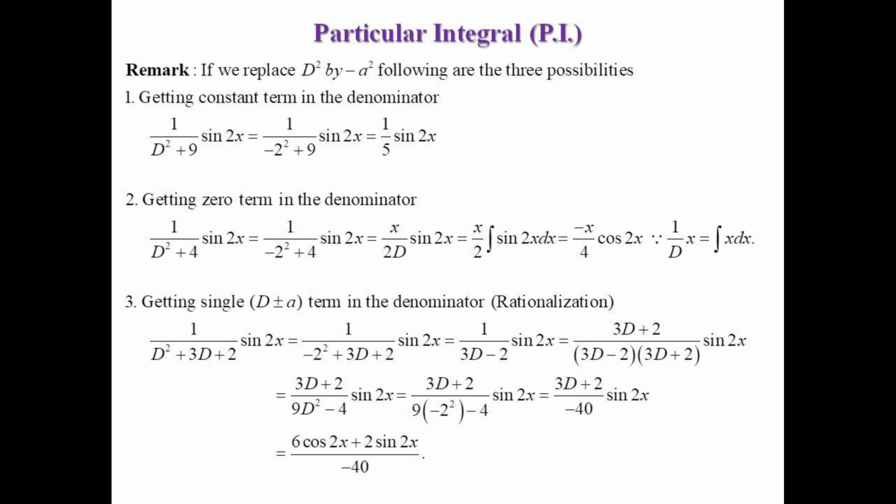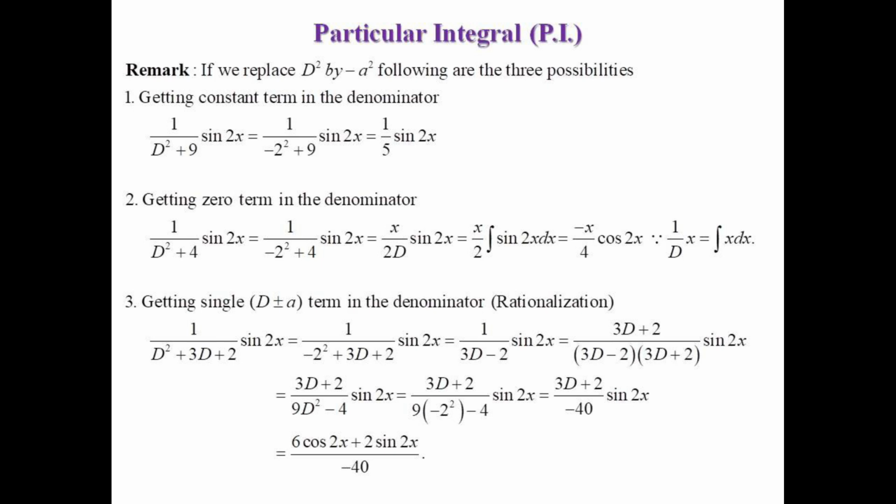Again one d term is available in the numerator, so take the term sine of 2x in the numerator. So we get 3 into d sine of 2x. Here d means derivative with respect to x. The derivative of sine of 2x is 2 times cos of 2x, so 3 times 2 is 6. So we get the value as 6 times cos of 2x, plus the second term is 2 into sine of 2x. We can directly write the value of the second term as 2 into sine of 2x upon the denominator minus 40 as it is.